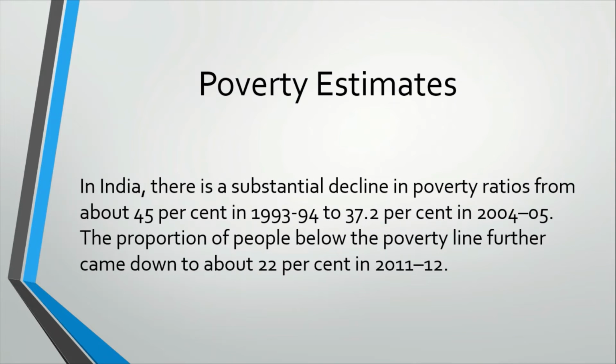Poverty estimates. In India, there is a substantial decline in poverty ratios from about 45% in 1993 to 1994 to 37.2% in 2004 to 2005. The proportion of people below the poverty line further came down to 22% in 2011 to 12.